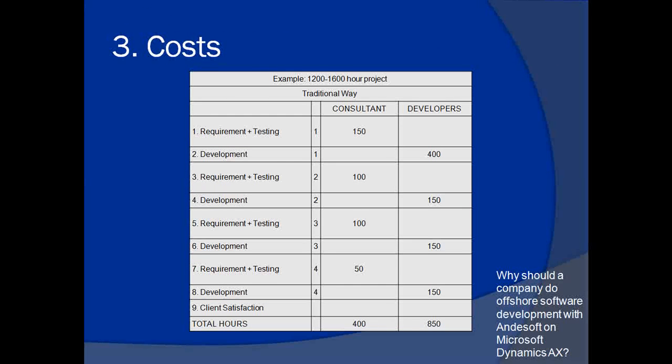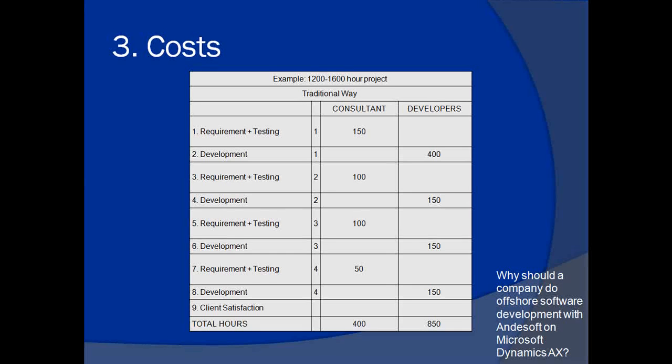In costs. The cost in the traditional way is expensive. Why is that? Because you first do the requirements with a consultant, and what you have in your requirements is not really what your client wants. In order to satisfy the project, you have to do a lot of coming and going between the consultant and the developer until you get the right results that your client wants.